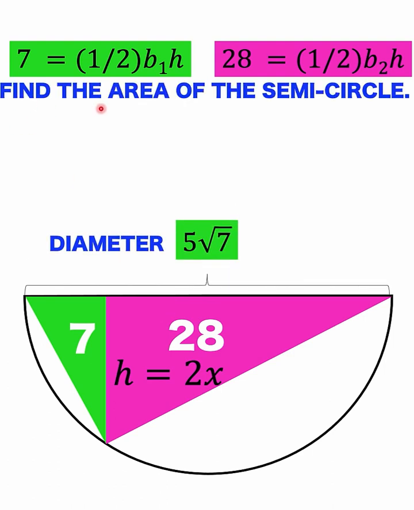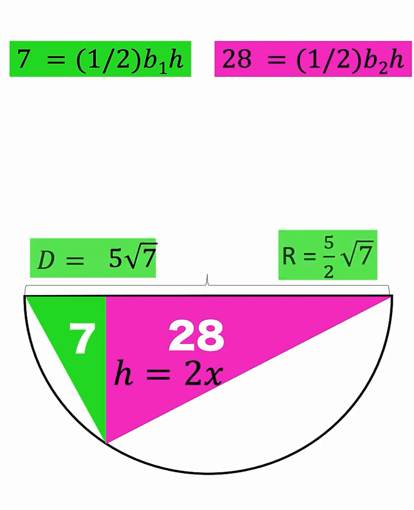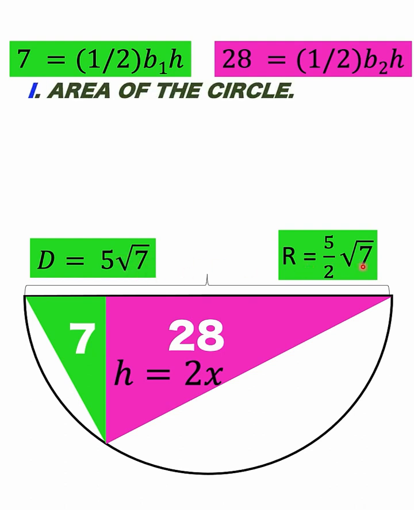Let's recall that what we want to find here is the area of the semicircle. Knowing that the diameter is 5 square root of 7, that implies that the radius is 1/2 of this. Now, the formula for the area of a circle is pi times the radius squared, where the radius is 5/2 square root of 7, or 5 square root of 7 over 2. Whatever result we get here, that is the area of the circle. And so, we will divide it by 2 to get the area of the semicircle. But let's simplify this first.